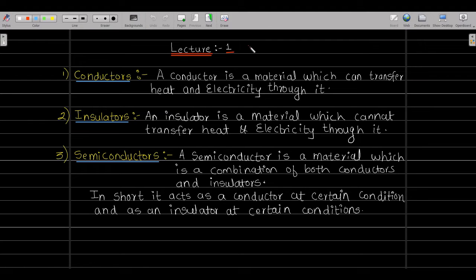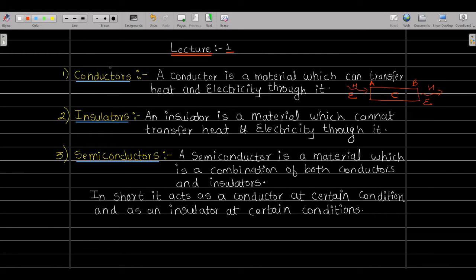The first topic, which I think is important to start with, is conductors, insulators and semiconductors. I will just give a basic idea. A conductor is a material which can transfer heat and electricity through it. Consider that this is your conductor, which I am denoting with C. When you apply heat or electricity from one end, let's say this is point A and this is point B, the heat and electricity gets transferred to point B. So this is the basic idea of what a conductor is.